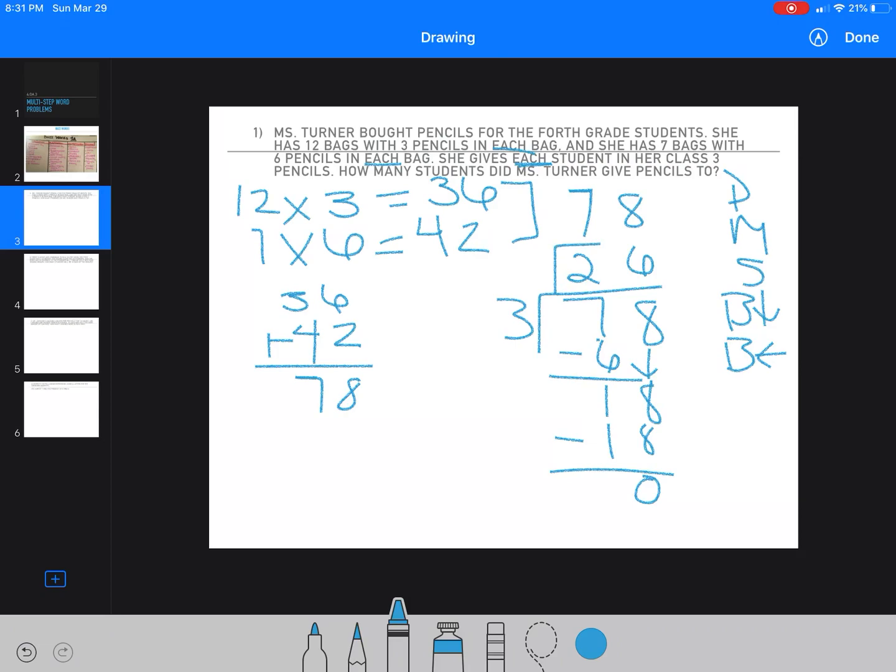I have nothing else to bring down or bring back, so I have figured out my quotient. I have also figured out how many students Miss Turner is giving pencils to. Miss Turner gives 26 students pencils. So the answer to number 1 would be 26.